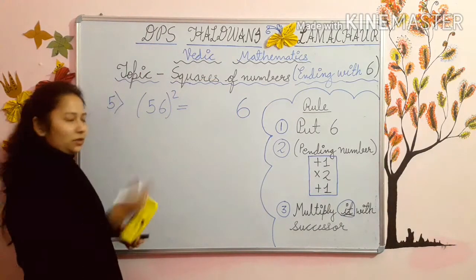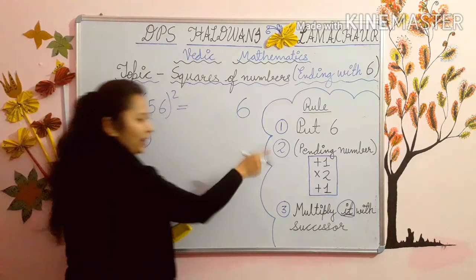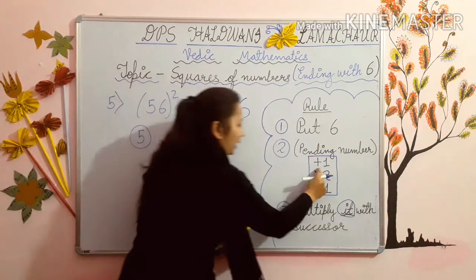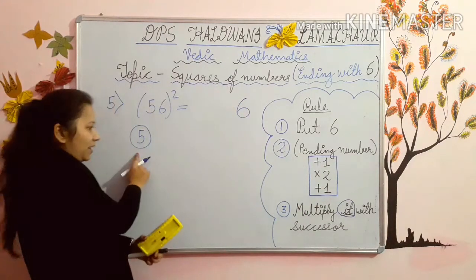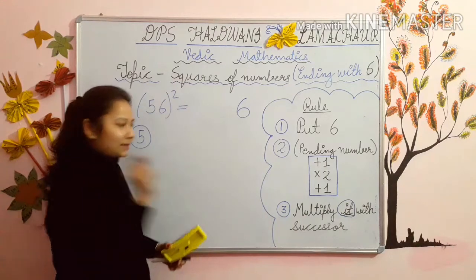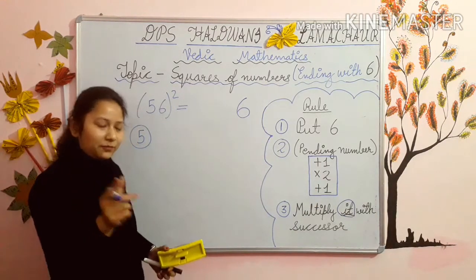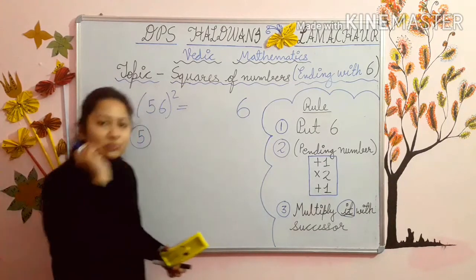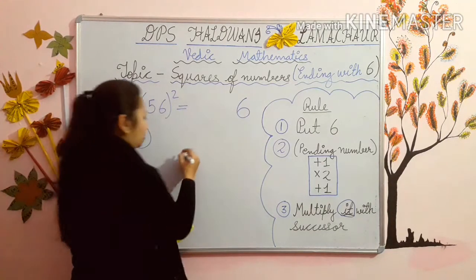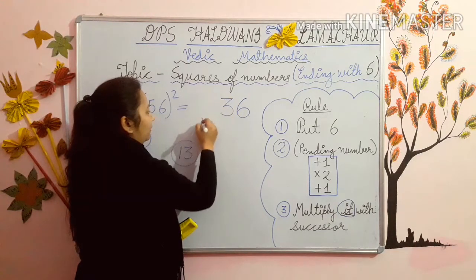Now put 6 at the last. Fine. Now what is your pending number? Your pending number is 5. Now add 1. First of all, add 1. Now 5 plus 1, 6. Keep it in your mind, 6. Now multiply it with 2. Now 6 2s are 12. Now add 1 again. 12 plus 1, 13. Now you get 13. So put 3 here and 1 will go carry.